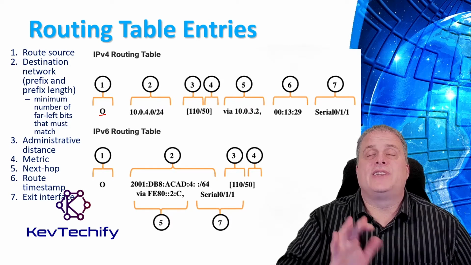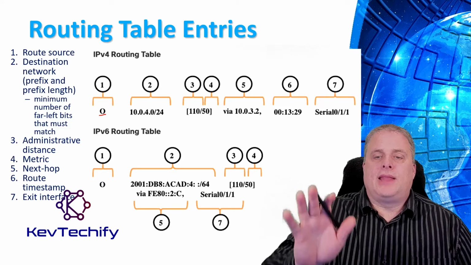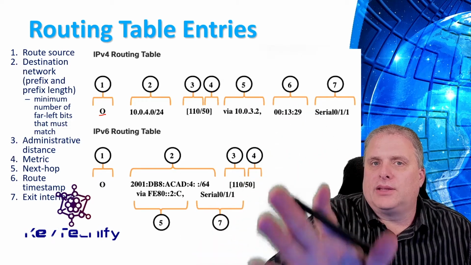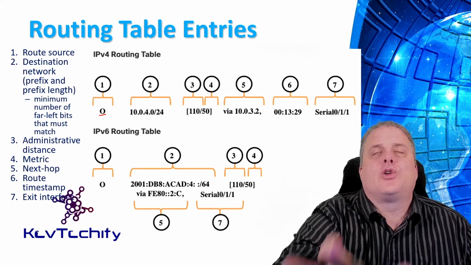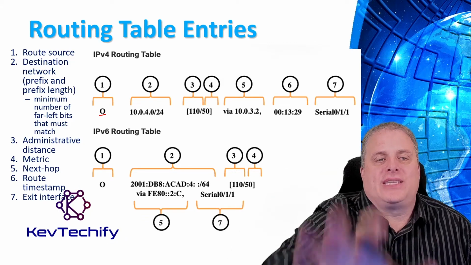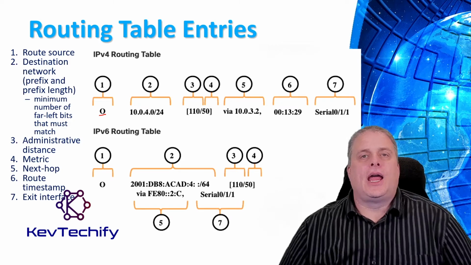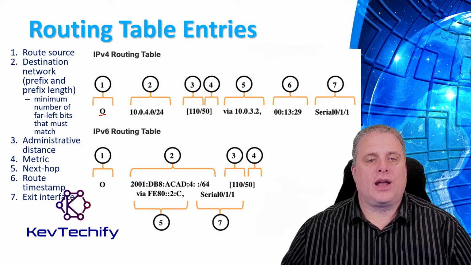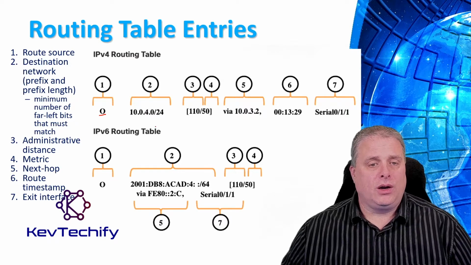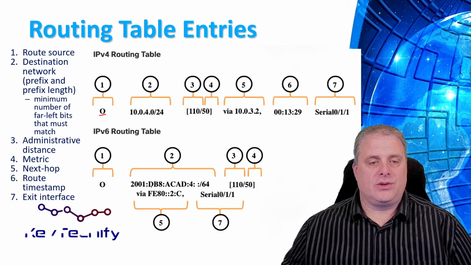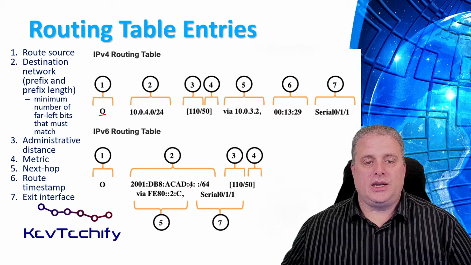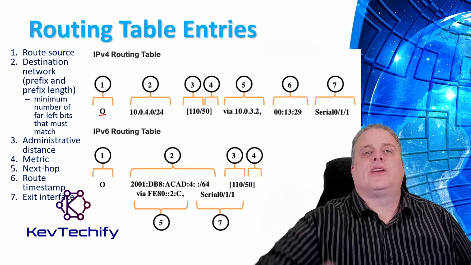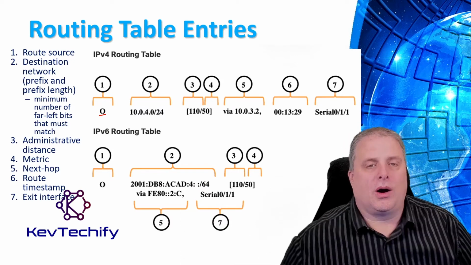The second field is the destination network. That is that remote network. I know the name of it, and I know the network address of it. That network address is right here, that destination address. In IP version 4, it's 10.0.4.1/24. IP version 6 down here, 2001:DB8:ACAD:4::/64. It's the network address of that far network that I know about.